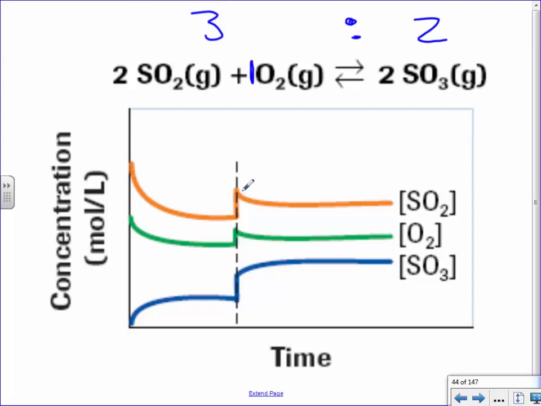So if we're going to cause these two things to go down, it means we must have shifted this way, right? Because look at this graph. See how the SO3, we're getting more SO3, and we're getting less SO2 and less O2? It means we must have found a way to somehow speed this reaction rate up. What did we do? Did we increase the volume or decrease the volume?